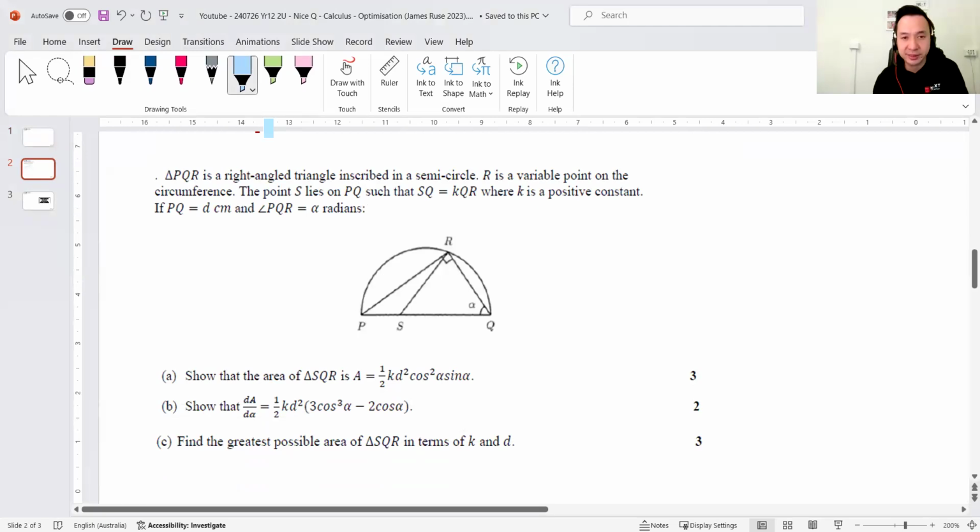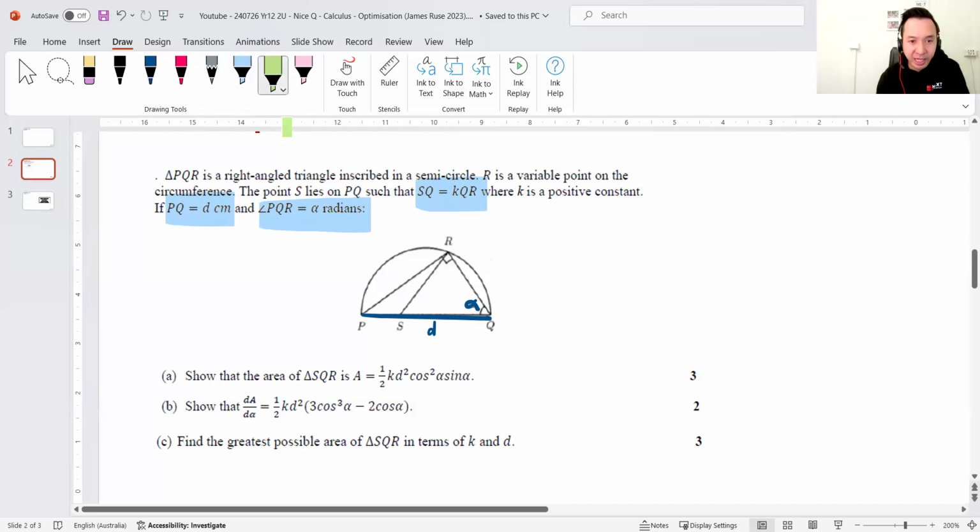So we have a semicircle with PQR as a right angle triangle. R is a variable point that moves along the circumference. S is a point that lies on PQ, so that SQ is k, which is a constant, times QR, and PQ is D. So I'm going to label that PQ. So this line here is D for diameter, I presume, and angle PQR is alpha, that's given in the question.